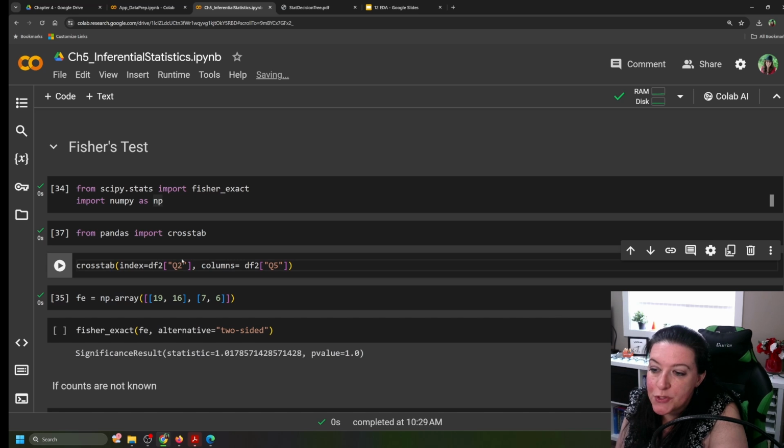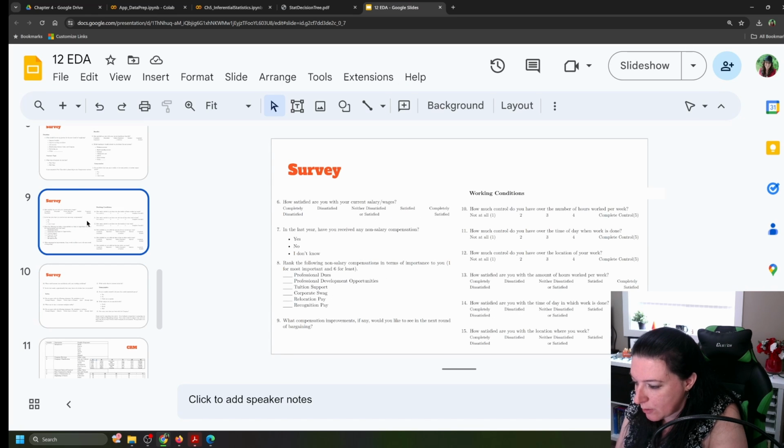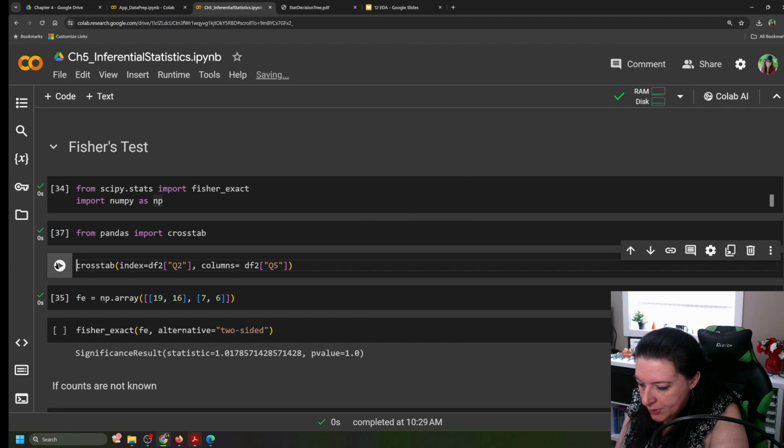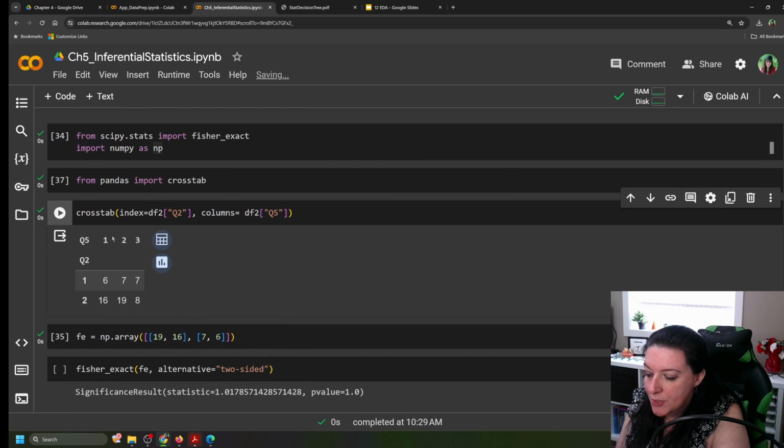Question 2 in the survey was part-time and full-time, and question 5 in the survey, if we go back to the survey here, was, do you believe that your pay is similar to the same position at another organization? Yes, no. So if I pull this, what you see here is that for the part-timers, one person said yes, 7 people said no, 7 people said I don't know. For the full-timers, 16 people said yes, 19 people said no, 8 people said we don't know.